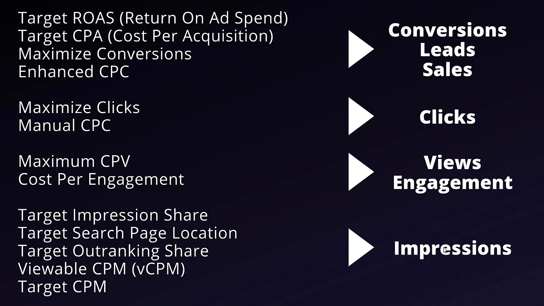Last but not least is impression bidding. I generally don't use impression bidding at all, but some of the different options are target impression share, where you're targeting a certain impression share on the Google search network; target search page location, where you're targeting specific locations on the search page; and target outranking share.